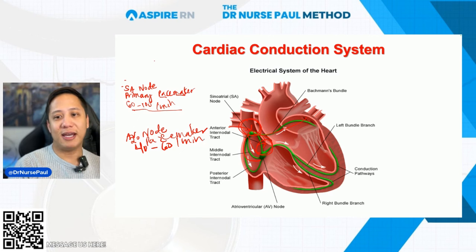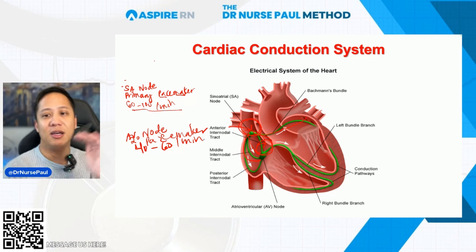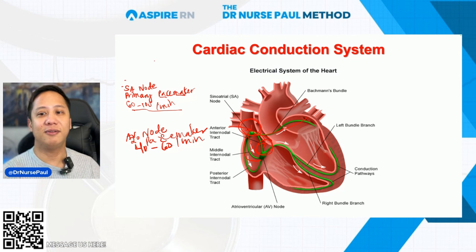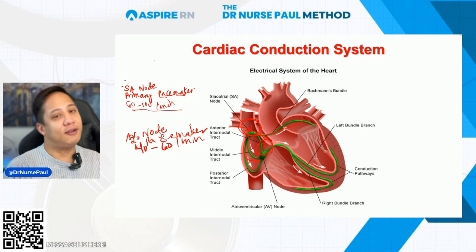Agree? So if the SA node fails, the AV node takes over, your heart rate is slow. If there's AV block, your heart rate is slow. The patient is hypotensive, right? The patient can get dizzy, have syncope, and stuff like that. So 40 to 60 per minute.